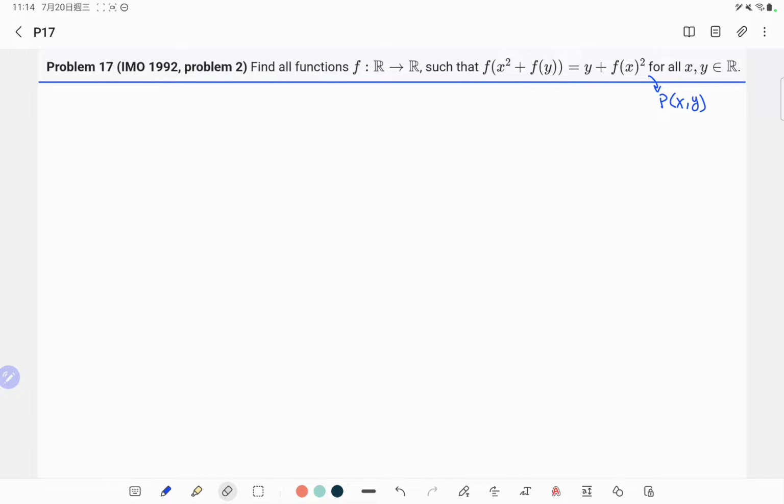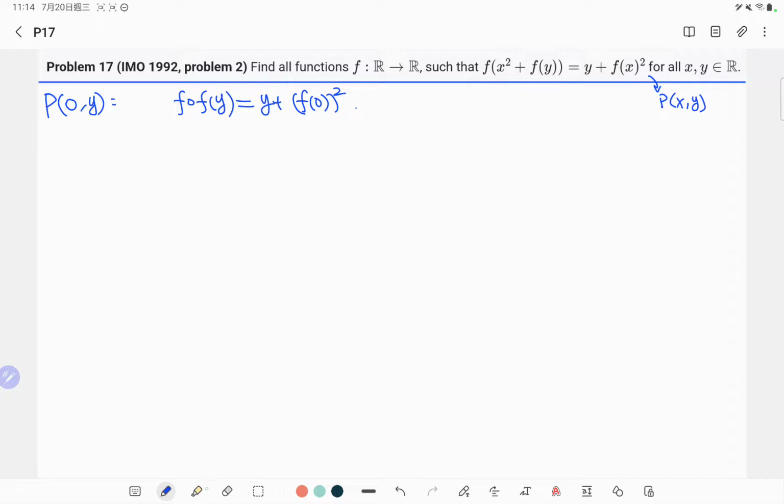Okay, so let's start by plugging in an initial value into the original functional equation to see whether we can simplify it. Let's try P(0, y). On the left side we have f(f(y)) = y + (f(0))².